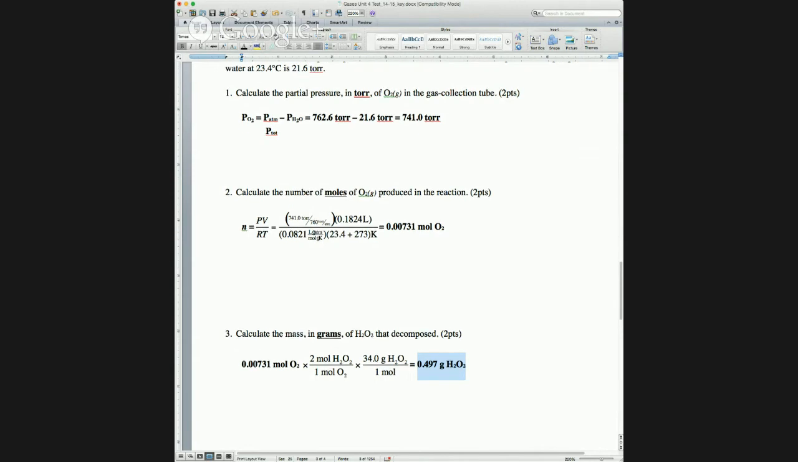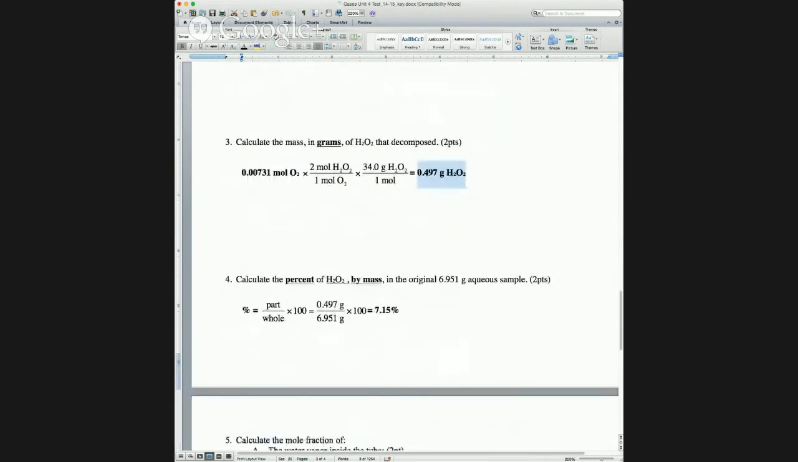Okay. Now, once we have the grams, it says to calculate the percent of H2O2 by mass in its original 6.951 gram aqueous sample. Now, for this one, since you have the grams here, remember that hydrogen peroxide is a solution. There is some solid hydrogen peroxide inside a water solution, so there's a lot of water in there too. It's dissolved, so we're trying to find the percent of it in the total. So that's 0.497 divided by 6.951 times 100. That's 7.15%. So hopefully that makes some sense.